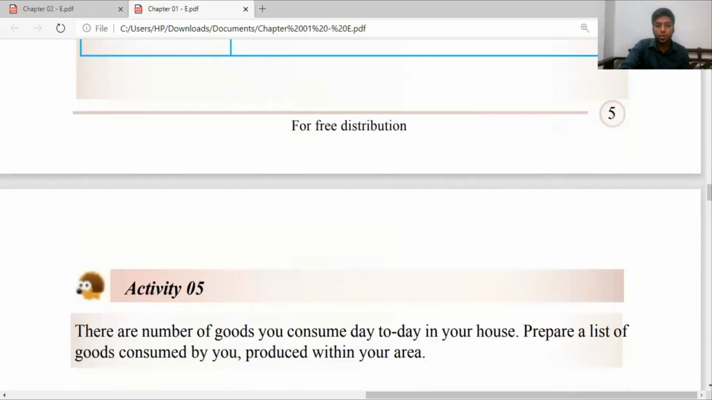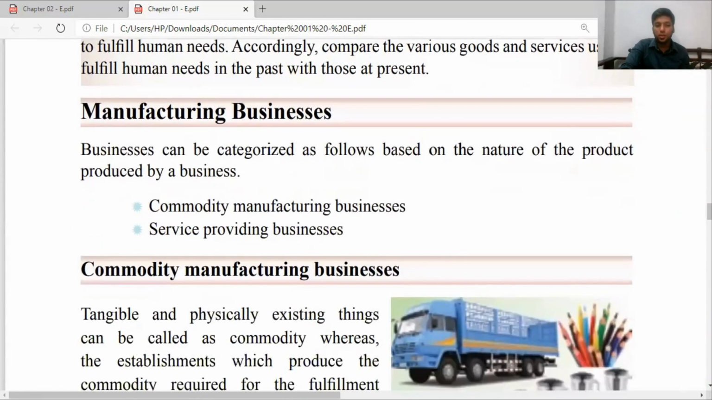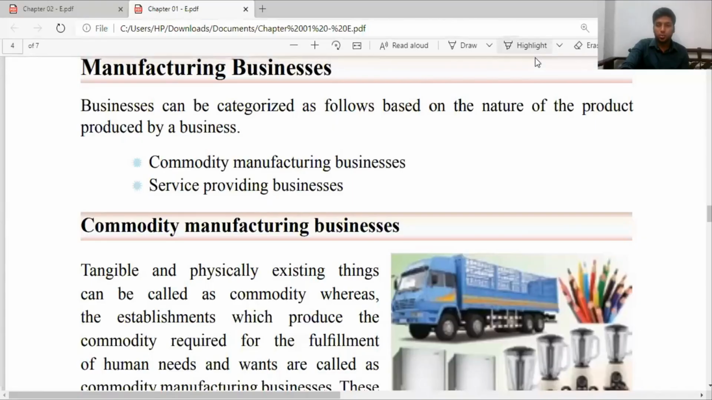So let me move on to page number 6. This is a very important area which has been tested in most of the case studies. They ask this question again and again. I have noticed this question in most of the papers. So let me explain this. What does it say? Business can be categorized as follows based on the nature of product produced by business: commodity manufacturing business and service providing business. So the business provides two types of things. They provide either commodity or service.